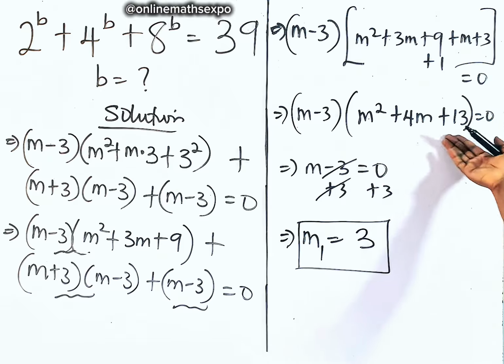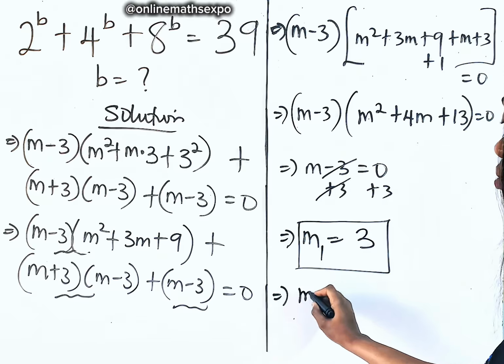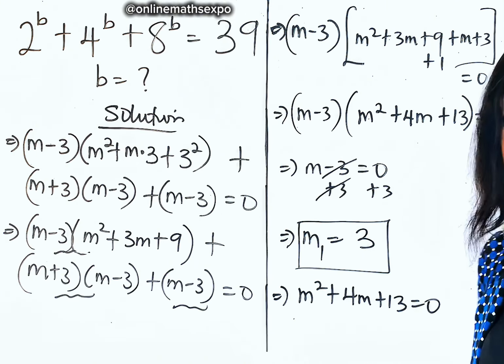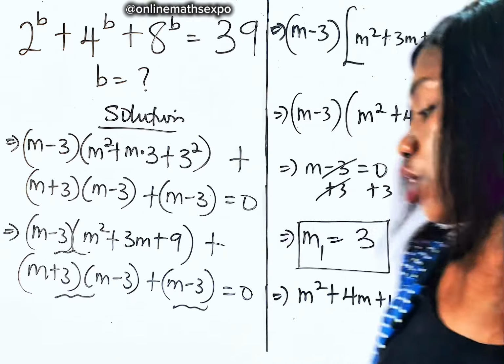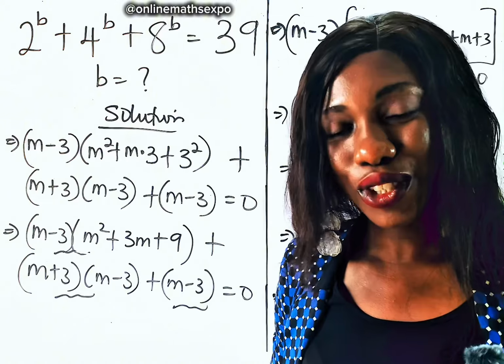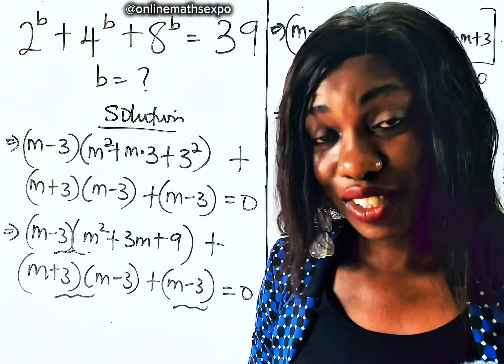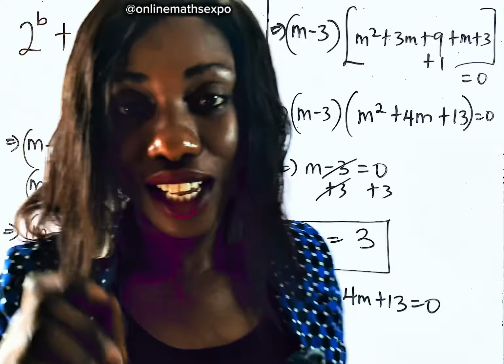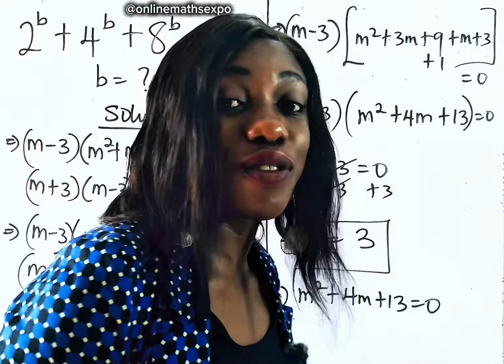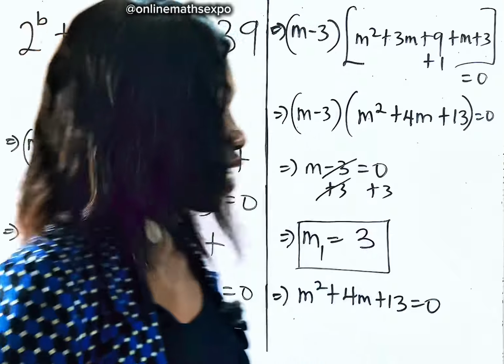Now let's go for the second equation. So we have m squared plus 4m plus 13 is 0. This is your quadratic equation. Now to solve this, we are going to first test for the nature of this equation to see if it's going to give us a real solution or complex. If it gives us a complex, we are going to reject because we only want 3 solutions for this. And if it gives us real, we are going to accept it.